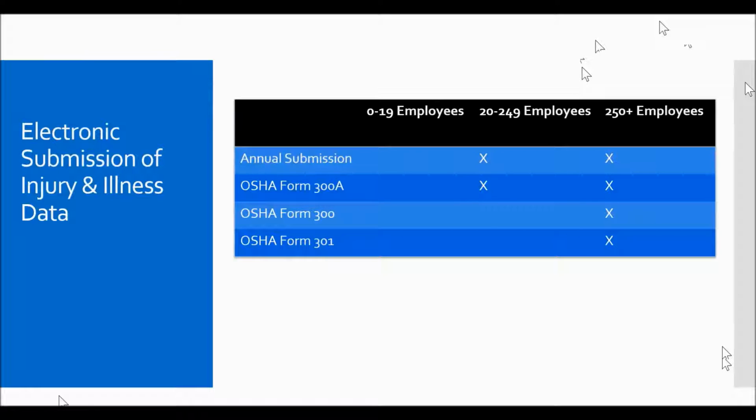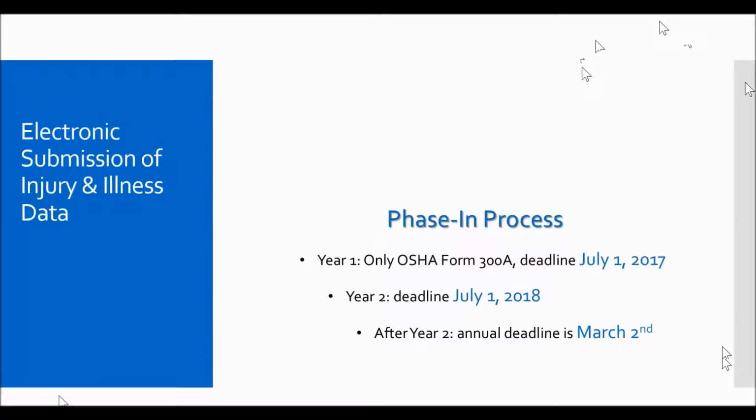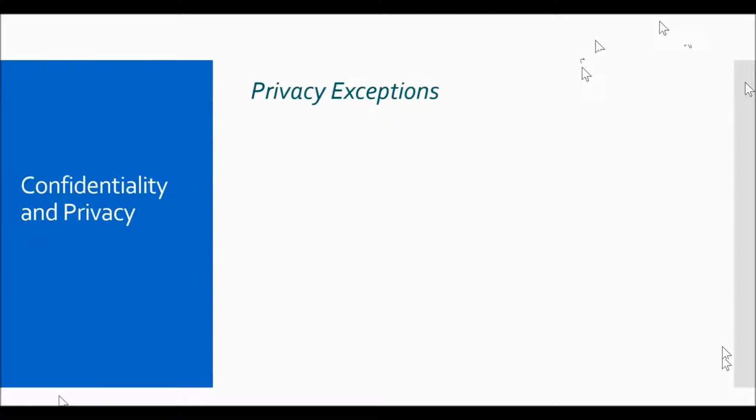The year 1, just so you know, only an OSHA Form 300 is due on July 1st, 2017. And then the year 2 deadline is 2018. And annual deadline will then turn around and be March the 2nd. So that was kind of the summary for the electronic, and I just wanted you to see the phased-in process down below there. Again, as we discussed, the 300-day deadline and the each deadline there following.